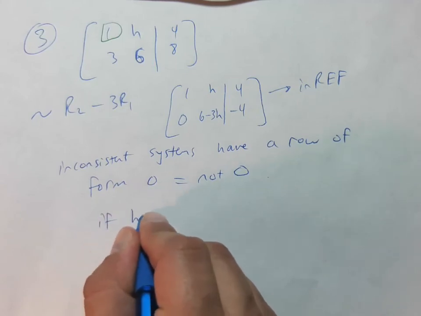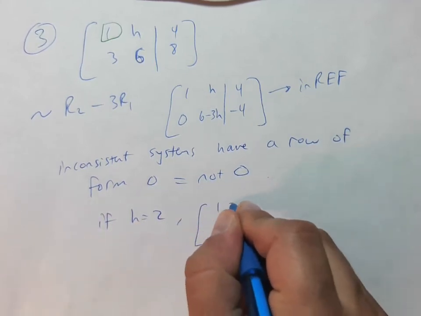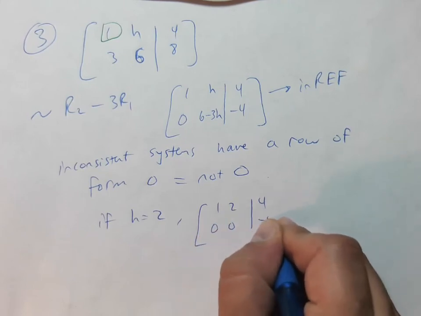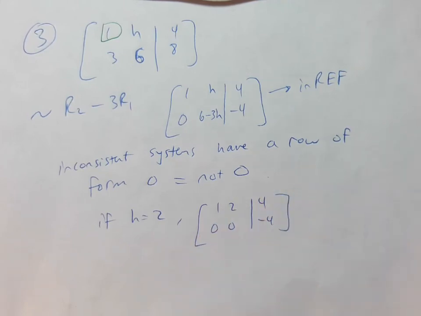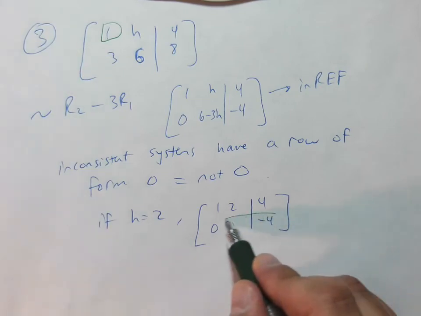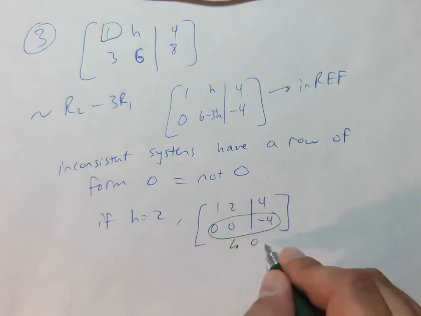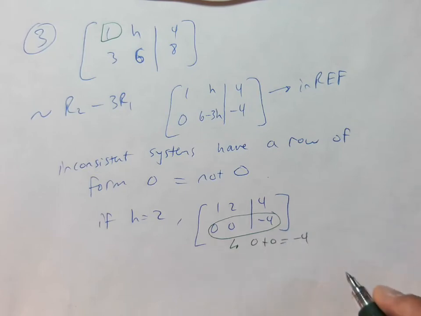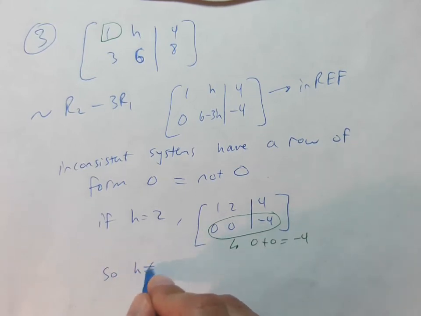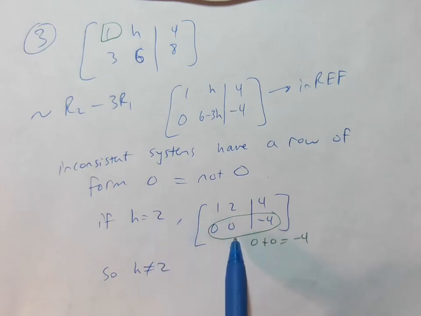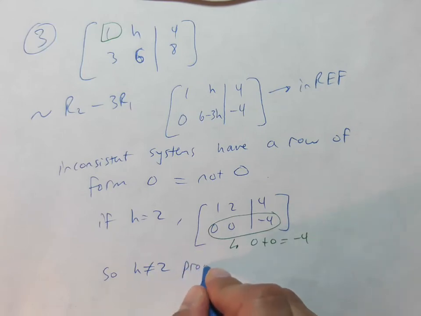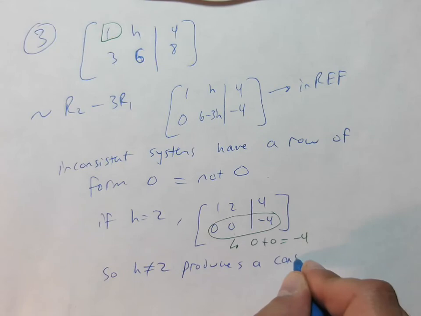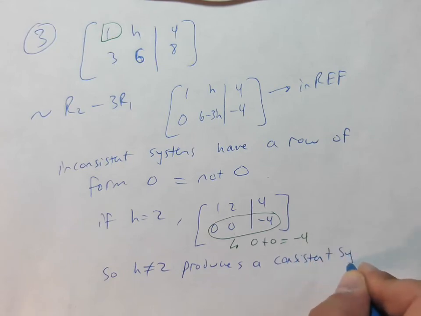So if h is 2, the matrix becomes this. Right? And the bottom row becomes the problem. This says 0 plus 0 equals negative 4. Right? And so, as long as h is not 2, the only problem here is if h is 2, it makes that a 0. It'll make this part 0. So as long as h is not 2, we'll get a consistent system. In other words, has a solution.